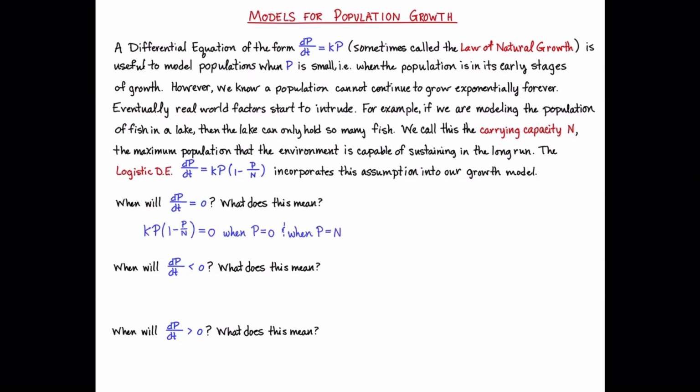So what does that mean? dP/dt is the rate of change. So it makes sense that if we're starting with no population, we're going to stay with no population. It just won't spontaneously grow out of nowhere. So if we start at 0, we stay at 0. The other time where we stay constant is if we're starting at N. If we're already at that perfect carrying capacity, then there's no growth, there's no decay. That is the solution forever.